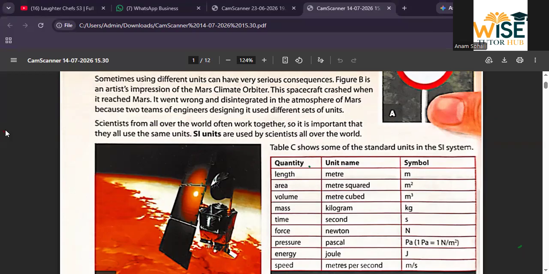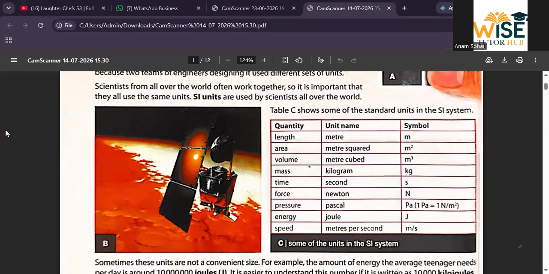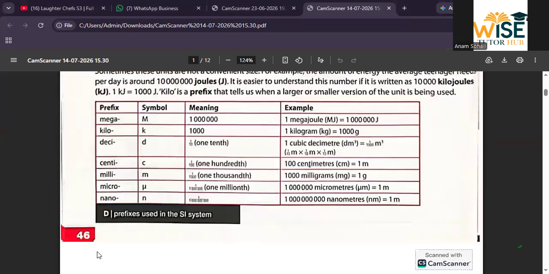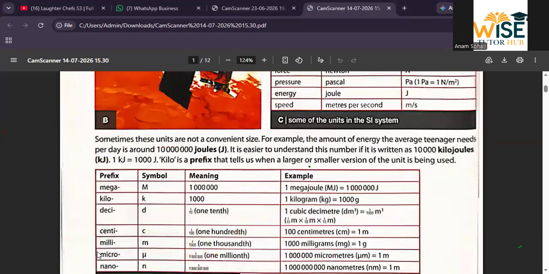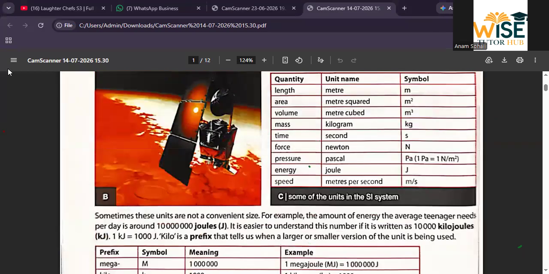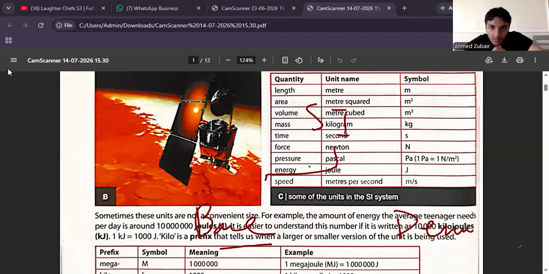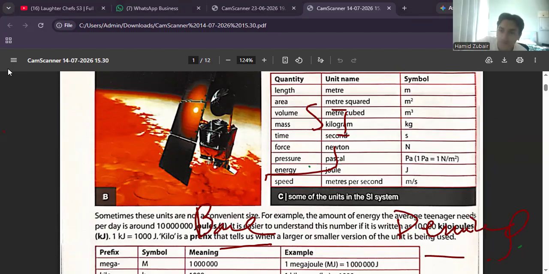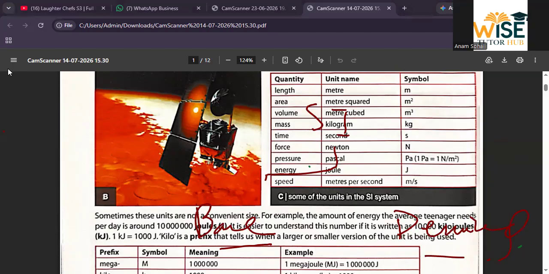Got it? Now, your book does not have the division. There is also a concept that SI units are of two types. First one is base units. Have you ever heard about base units? Second one is derived units. So base units are those on the basis of which other units can be expressed.